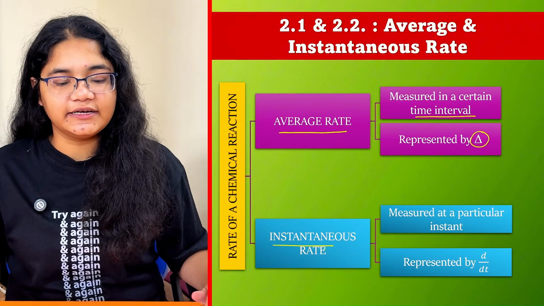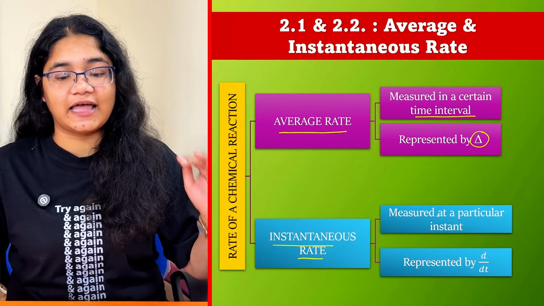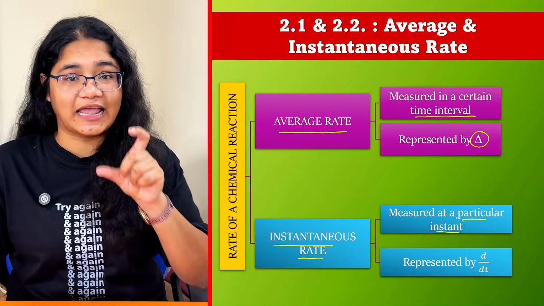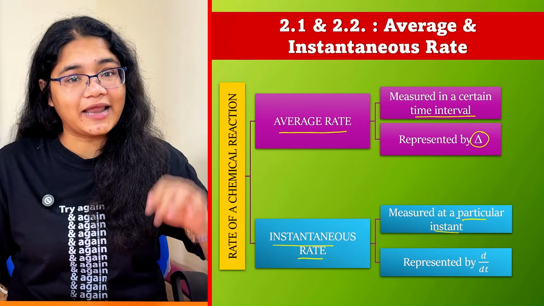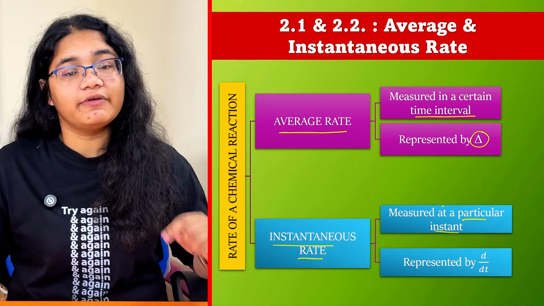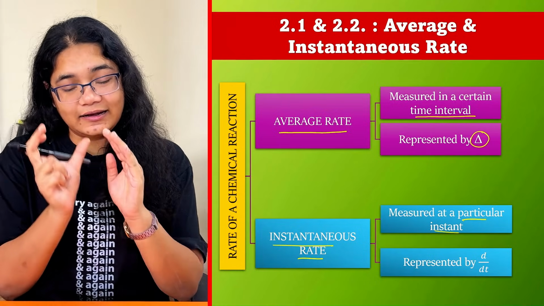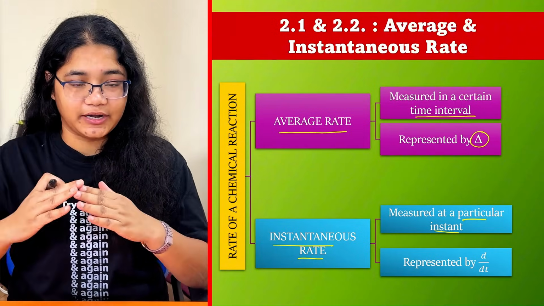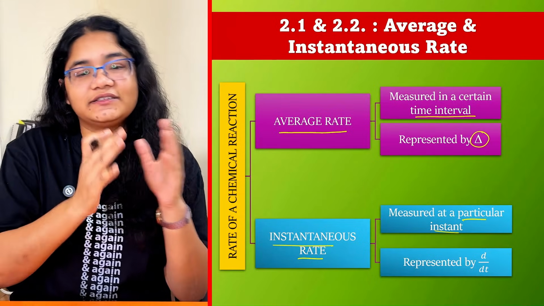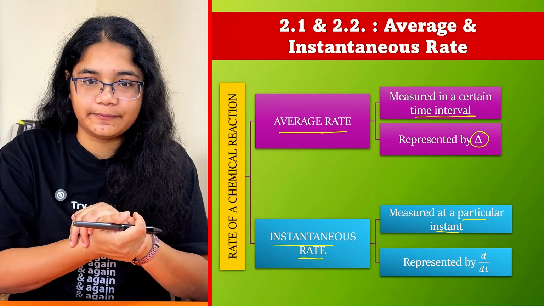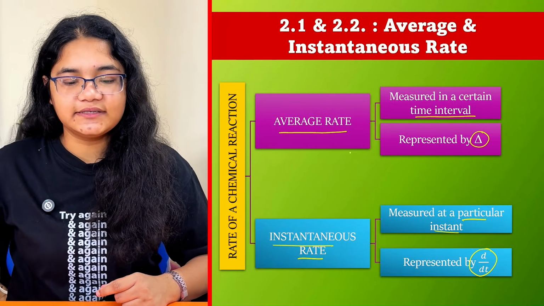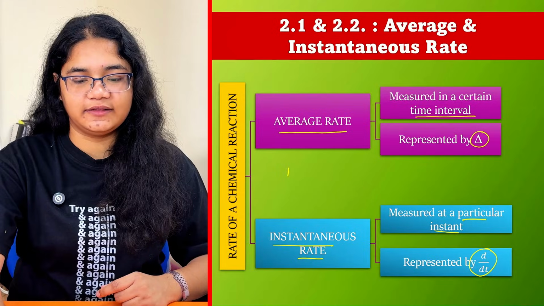Now comes the instantaneous rate. Instantaneous rate is that rate which is measured at a particular instant. You are not waiting for a time interval. You want the rate of the reaction at exactly 10:40 am. That is called the instantaneous rate. When you measure from 10:30 to 10:40, that 10-minute interval becomes the average rate. But when I want to know the rate at exactly 10:40, that is your instantaneous rate. And we denote that by d by dt. We'll explain this in detail in the graph.